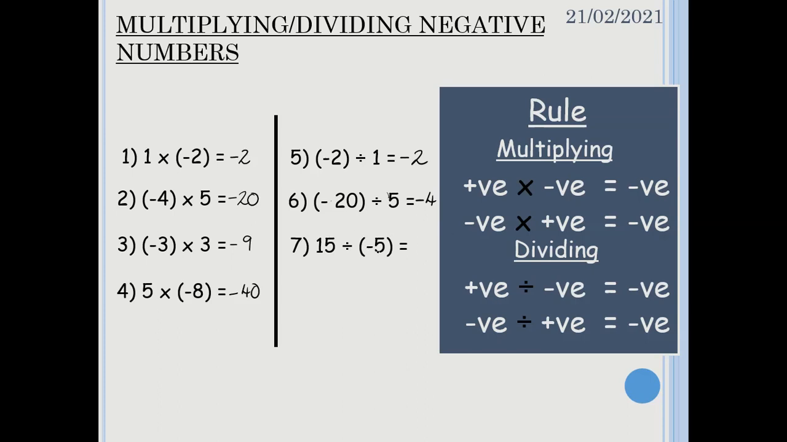15 divided by negative 5, well, I've got a positive and a negative, so I know my answer is going to be negative. 15 divided by 5 is 3. So 15 divided by negative 5 is negative 3. And 40 divided by negative 8, I've got a positive, I've got a negative, so I've got a difference in signs, so my answer is going to be negative. 40 divided by 8, how many times does 8 go into 40? It goes in 4 times. Sorry, 5 times.